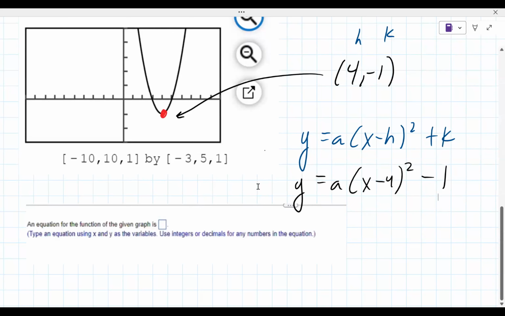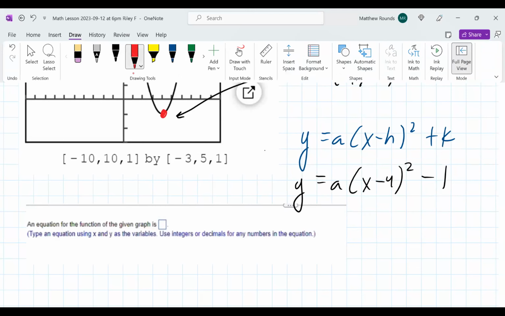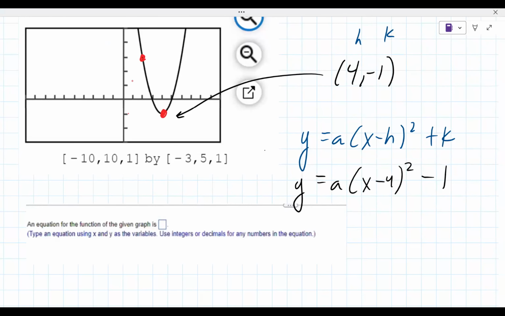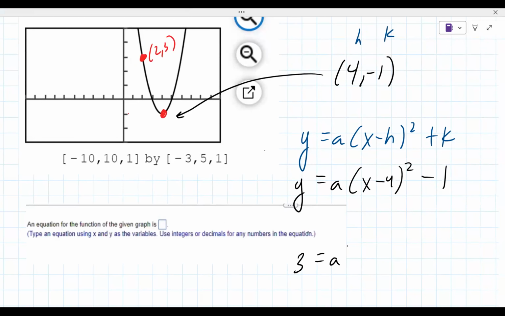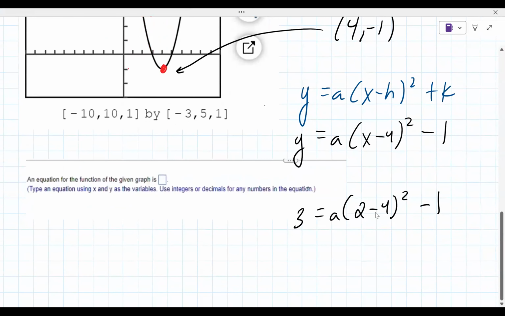And then to find a, we need an x and a y. So we need another coordinate. The one that looks pretty good there is 2 comma 3. So we're going to try that for x and y. So we have 3 equals a(2 minus 4) squared minus 1. 2 minus 4 is -2. -2 squared is 4. So this is 3 equals 4a minus 1.